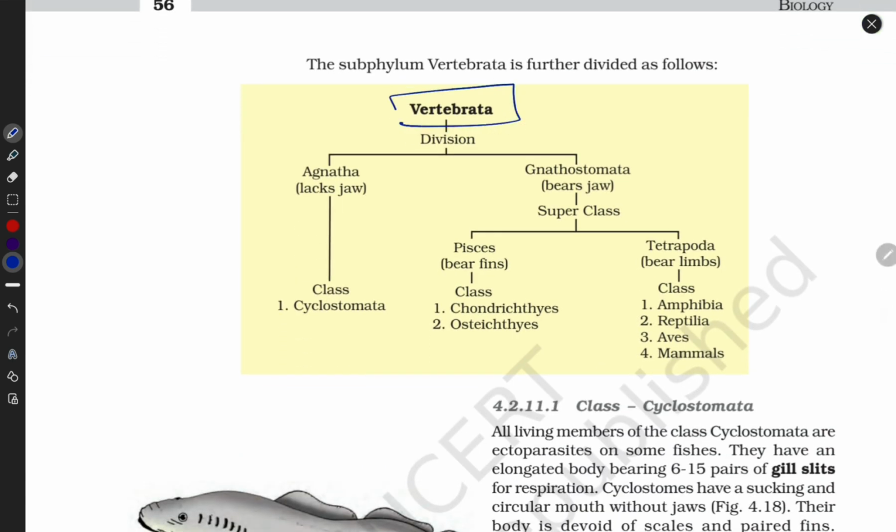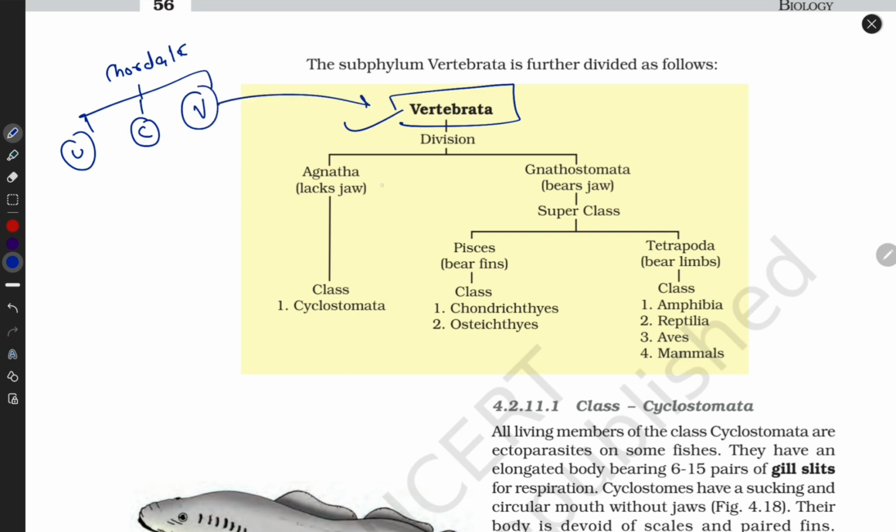Now Urochordata is finished, Cephalochordata is finished. Now third is Vertebrata. Guys, Chordata is divided into three parts: Urochordata, Cephalochordata, and Vertebrata. Now Vertebrata is further divided into two divisions. Agnatha, which does not have jaws, and another is Gnathostomata, meaning they have jaws.